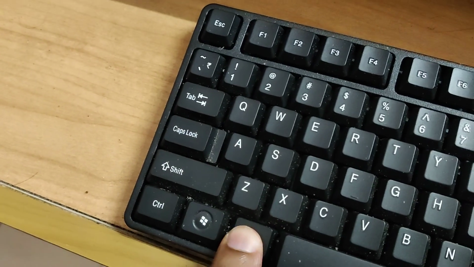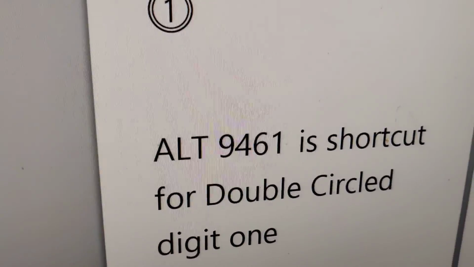Now you can release your finger from this alt key. So you can see that a symbol like this, that is double circle digit 1, arrived.